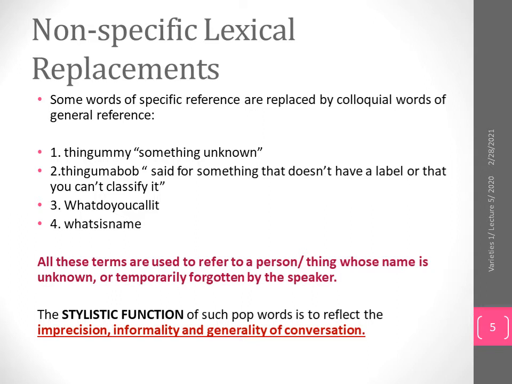For example, you are swimming in the sea and you feel something so special in there, and you would come out and say, "Wow, I found a thingamabob in the sea, something special. What do you call it?" We also use it in Arabic. If you translate it, you will find we use it in our dialect: "What's his name?" So all these terms are used to refer to a person or thing whose name is unknown or temporarily forgotten by the speaker.